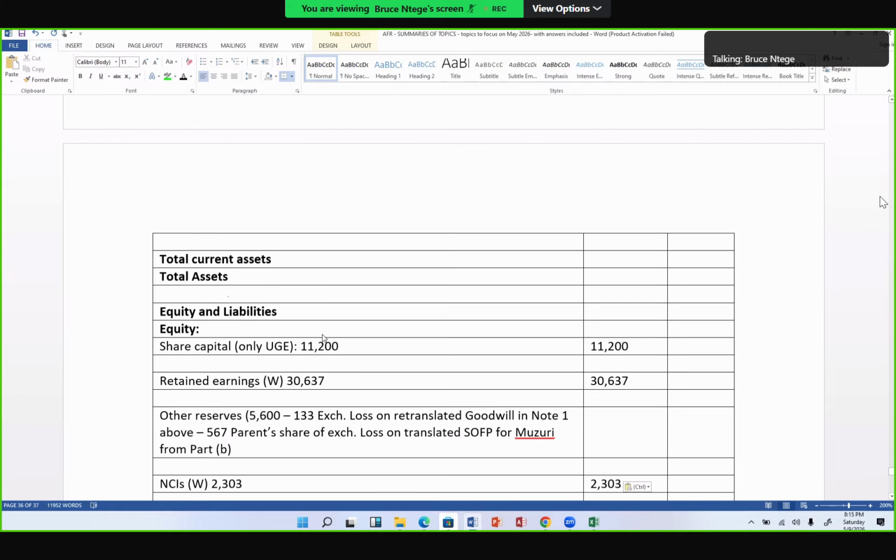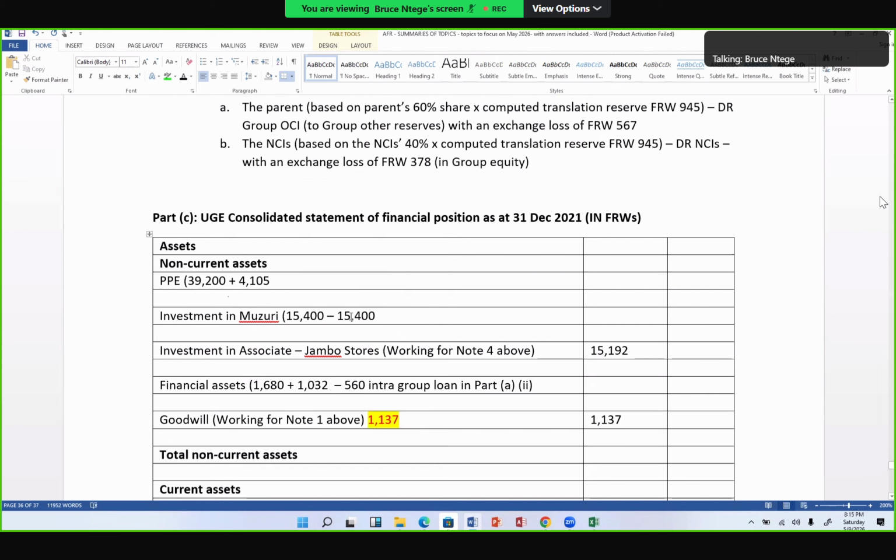If I went up there, I'd start with the PPE figures in there. So 39200 plus 4105 gives 43305. Remember that this is just for making yourself be helped in the exam. Otherwise, the examiner will not mark it until he comes back to help you.